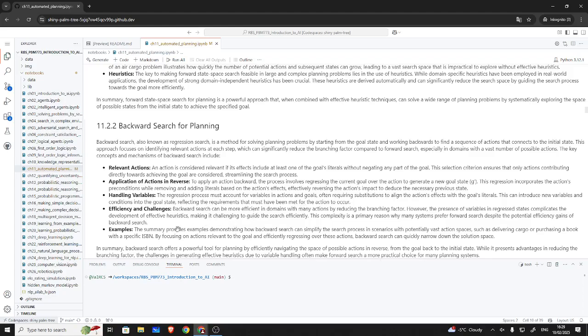Let's say you have an ISBN, let's look at the book example. Let me see if I have it here somewhere. Okay, this is an example. Backward search would be for searching, okay, you have a goal of owning a book with a certain number. ISBN is a unique identifier for a book, like 13 digits, I believe. Let me show you.